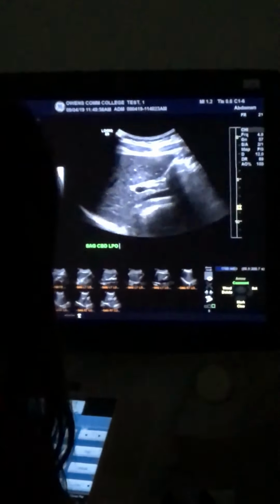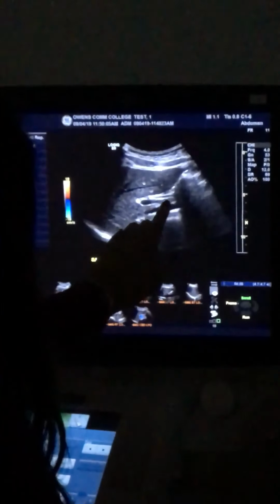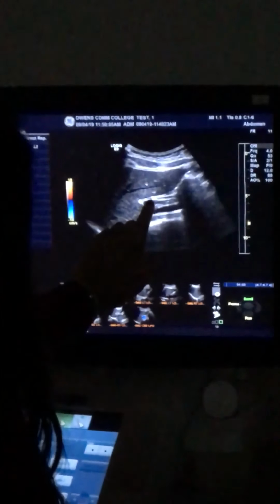Go ahead and breathe. And this is hers. It's easier to see when I turn color off. So this is portal vein. See that tiny little round hepatic artery?